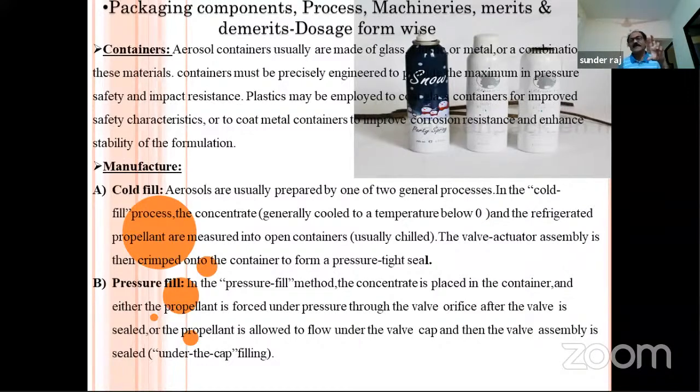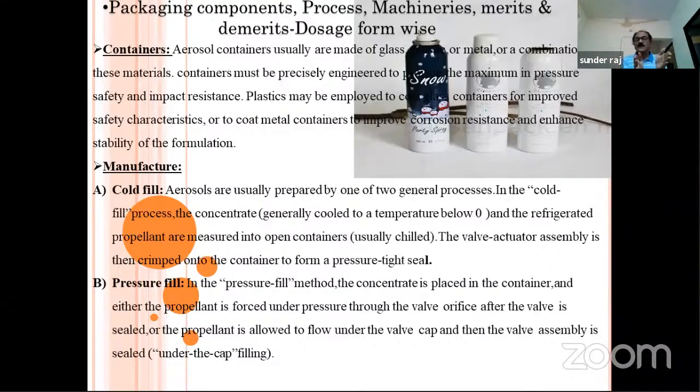You know that gases, when they are compressed at high pressure, change form from gas to liquid. Nitrogen and all these gases, when you compress them at high pressure, change from the gaseous stage to the liquid stage. So in this process, the propellants are in liquid form. When it enters the container, all the components are fitted and crimped, meaning actuator, valves and everything. When everything is closed and comes to normal temperature, as the pressure is released, the propellant changes form from liquid back to the gaseous stage.